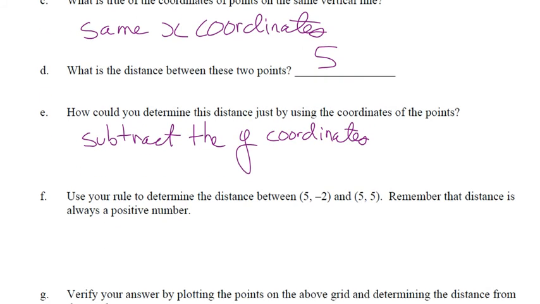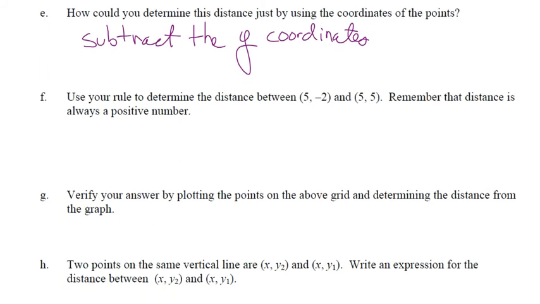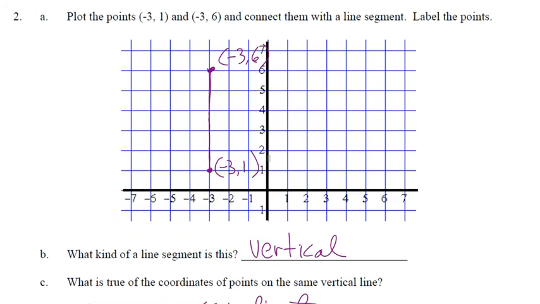Use your rule to determine the distance between 5, -2 and 5, 5. Remember that distance is always a positive number. So what are we going to do? 5 minus -2. Verify your answer by plotting the points on the above grid and determining the distance from the graph. 5, -2 and 5, 5. 1, 2, 3, 4, 5, 6, 7.